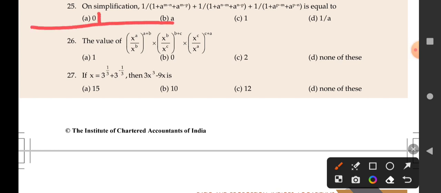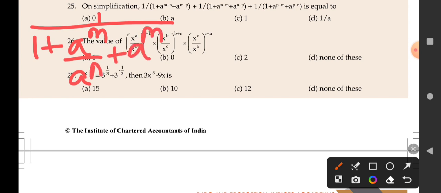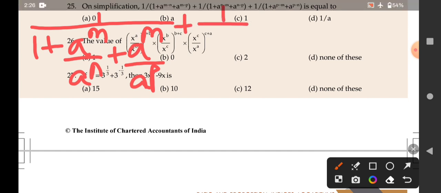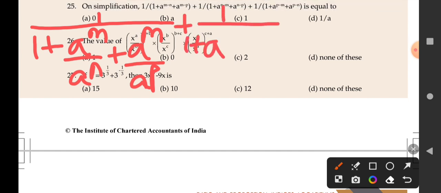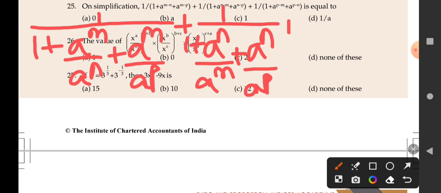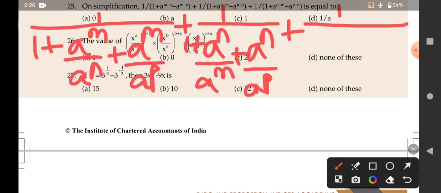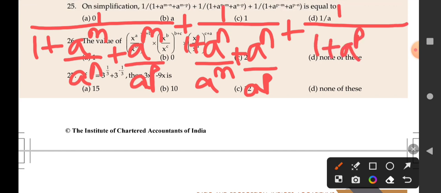1 divided by 1 plus a power m divided by a power n plus a power m divided by a power p. Since it is given in negative power in the numerator, you have to simplify it by writing it in the denominator: a power n divided by a power m plus a power n divided by a power p, plus 1 divided by 1 plus a power p divided by a power m plus a power p divided by a power n.